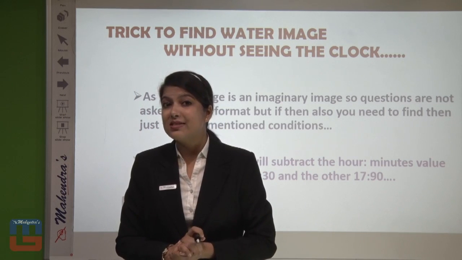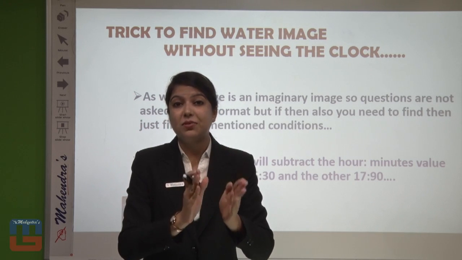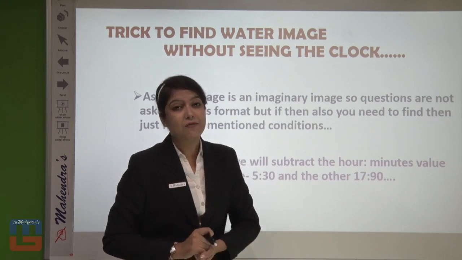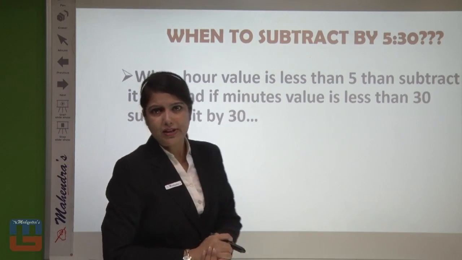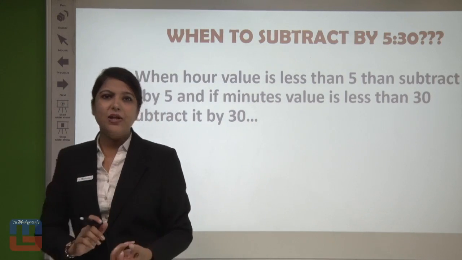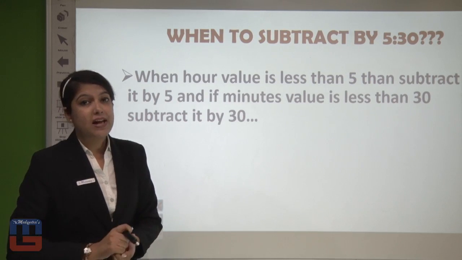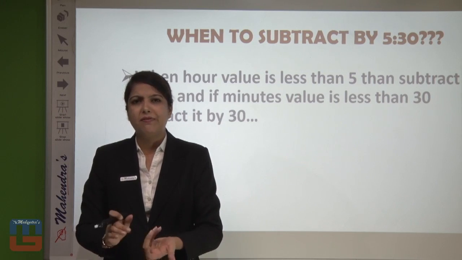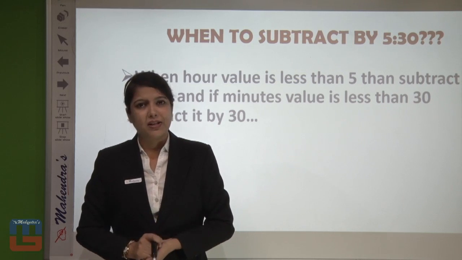But the question now arises: where do we use 5:30, and where do we use 17:90? How do we decide whether to subtract by 5:30 or by 17:90? The deciding condition is this. We subtract by 5:30 when the hour value is less than 5, which we subtract from 5, and the minute value is less than 30, which we subtract from 30. Just remember this point. Hour value less than 5, subtracted from 5. Minute value less than 30, subtracted from 30.